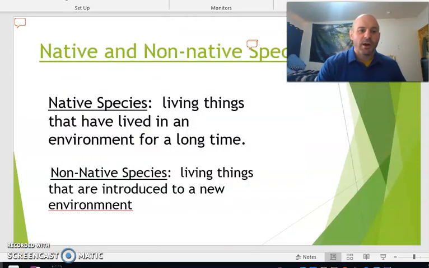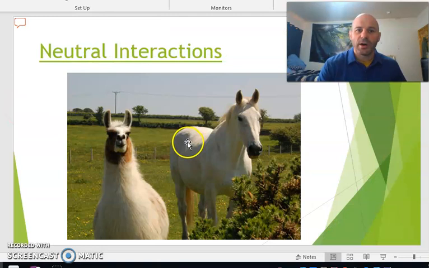So the third and final way are neutral interactions between living things. When things are neutral between living things, both animals or plants are not affected and don't really seem to mind the other one. They don't really benefit from the other one, but they also are not harmed by the other one. A neutral interaction, like this llama here and the horse: they both eat pretty much the same type of food, but there's plenty of food to go around. So neither one really minds the other one being around.